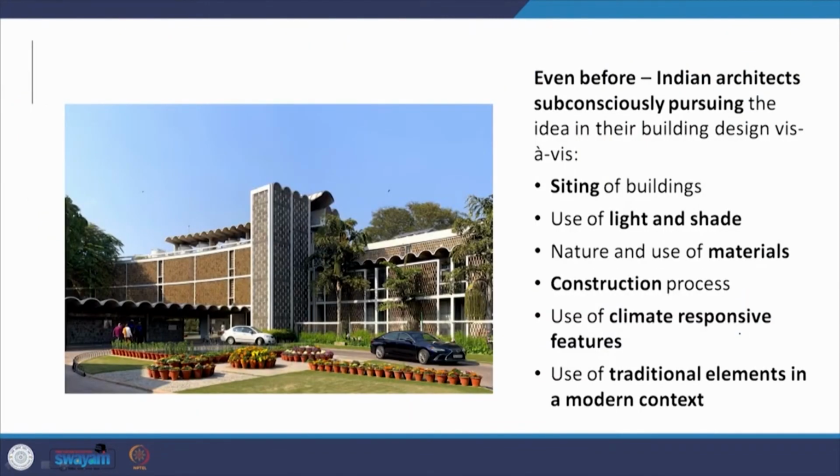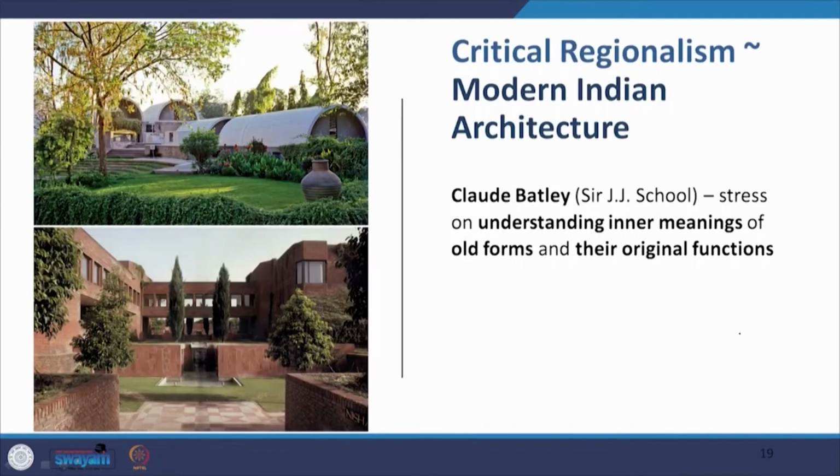Even before Kenneth Frampton defined critical regionalism as a term in 1983, Indian architects were subconsciously pursuing this agenda. The ideas in their building design were connected to the siting of the building, use of light and shade, the use of materials, the process of construction, climate responsiveness in their design, and the use of traditional elements in a modern context. Example, India International Center by Stein.